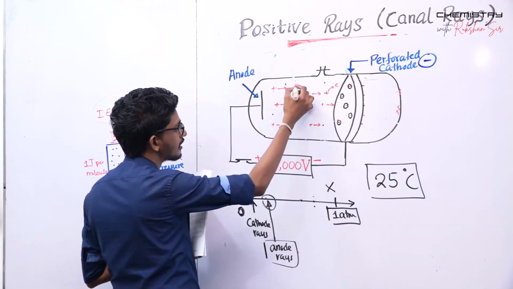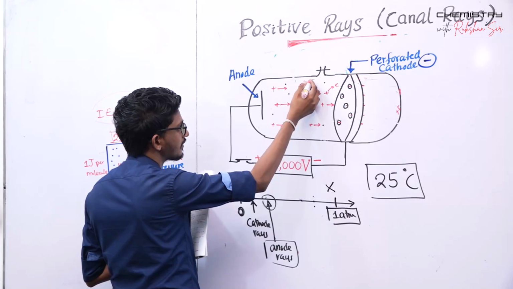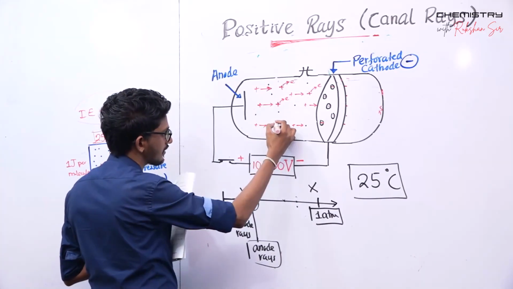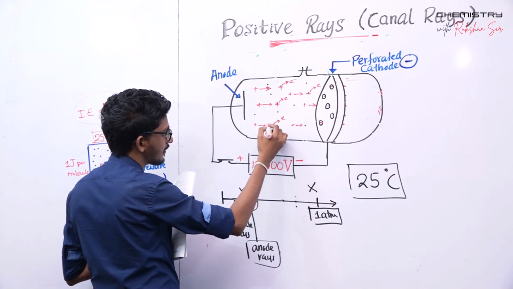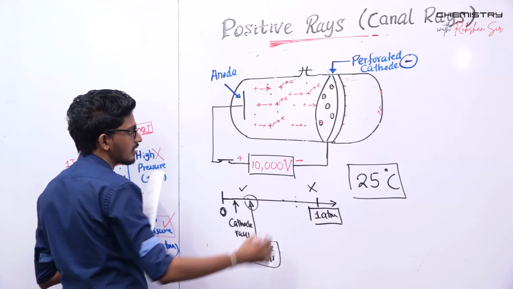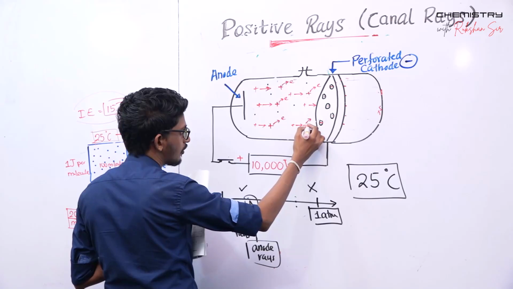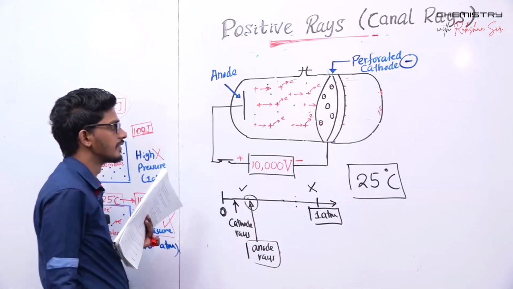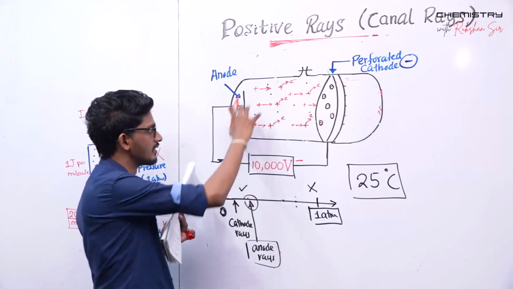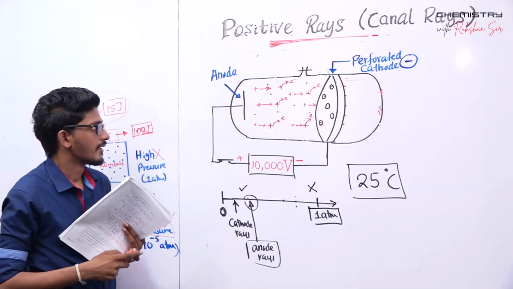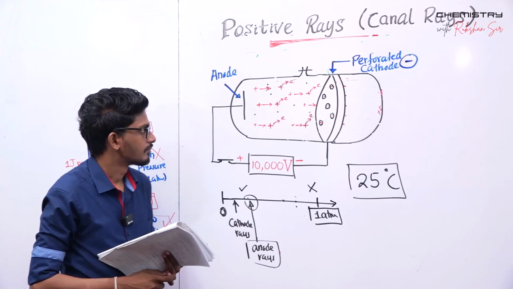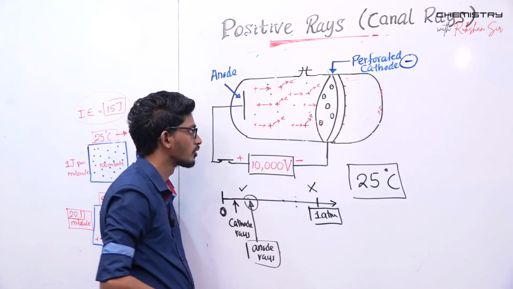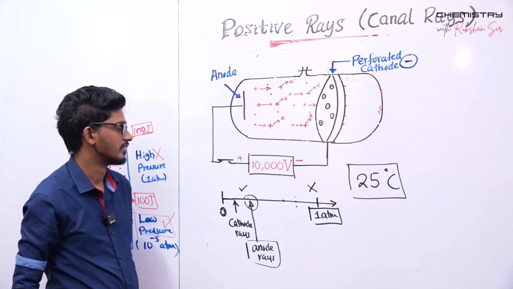Removing electrons, you will come up with some more positively charged particles. That is how the positive particles are generated inside the canal ray tube. That is how more positively charged particles are generated.